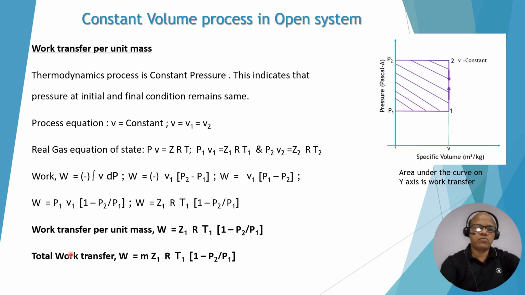This is the expression for work transfer per unit mass. If you want to calculate total work transfer, just multiply by mass. This is m Z1RT1 into (1 minus P2 by P1). This is the expression for total work transfer. You can see the work transfer is shown on the PV diagram. The area under the curve on the y-axis, that is on the pressure axis, is equal to work transfer.